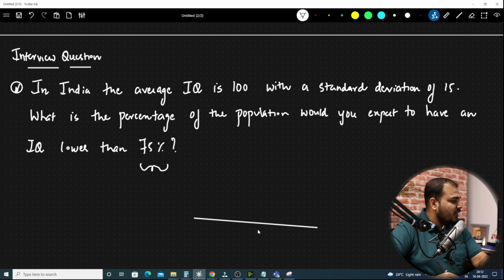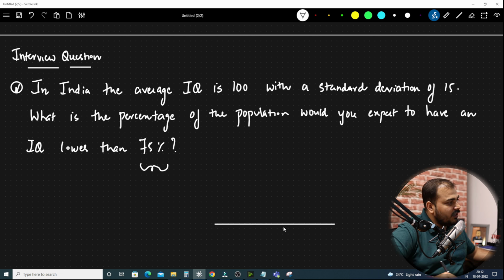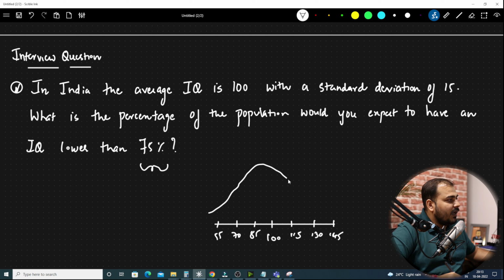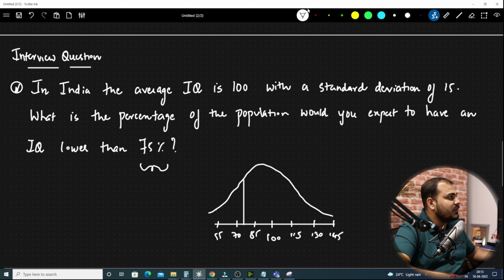Now over here, you know that my mean value is 100 and the standard deviation is 15. So it will be 115, 130, 145, and similarly it will be 85, 70, 55. Now, this is how my curve looks like. I want to find what is the area in this region below 75.